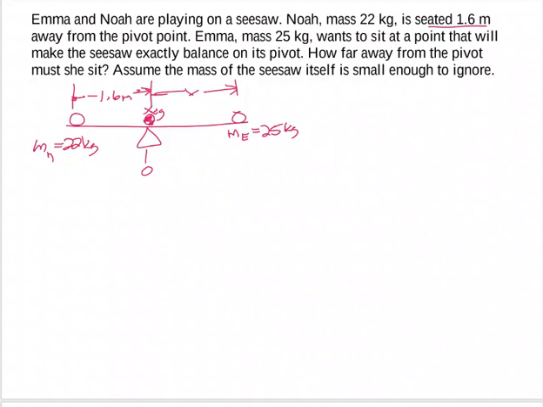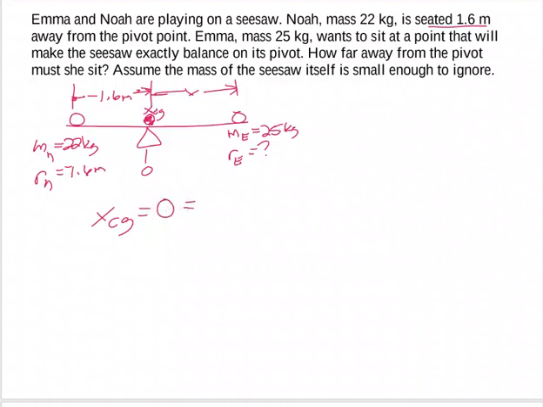Now, radius of Noah was 1.6 meters, but it's actually negative. And then radius of Emma, we don't know that one. That's what we're looking for. Now, we just have to calculate the center of gravity, right? We're going to use the center of gravity equation. So x_cg. But where's the position of the center of gravity? It's at 0. So this is 0.